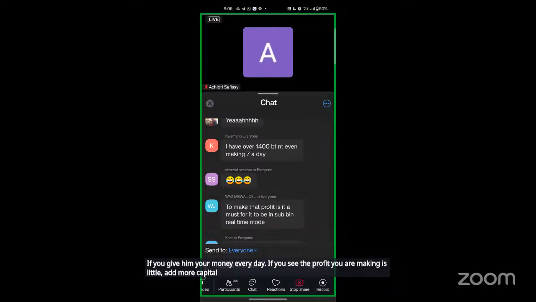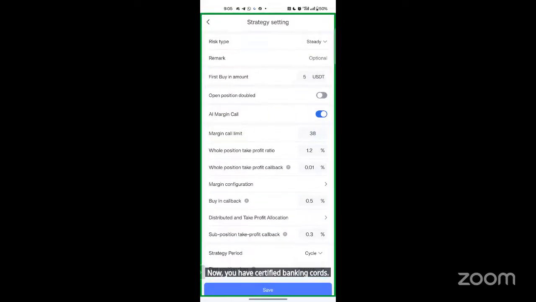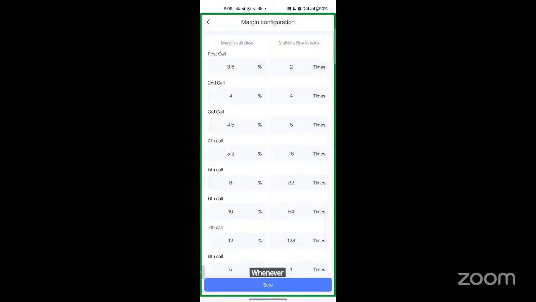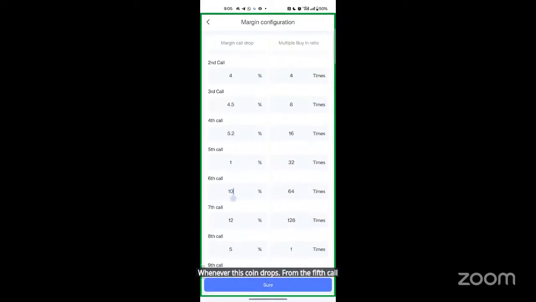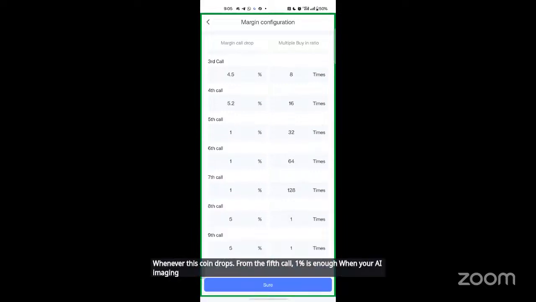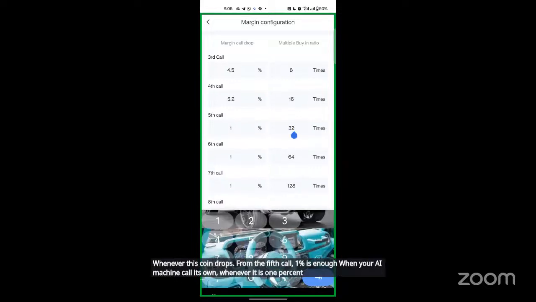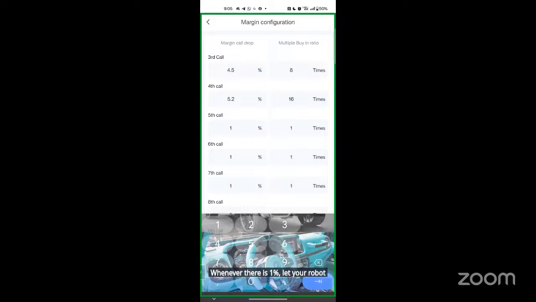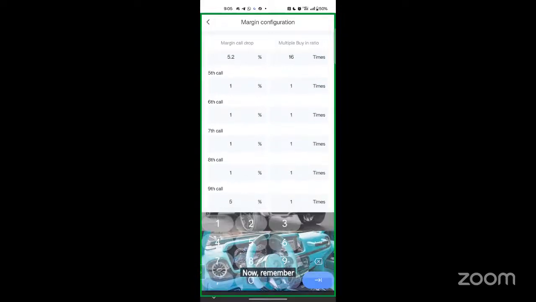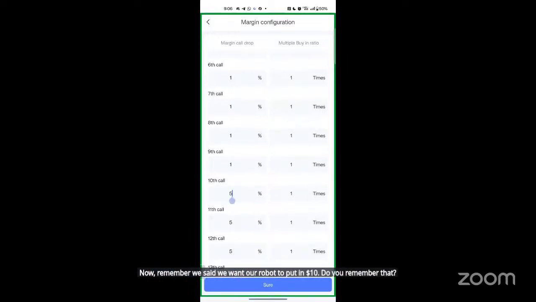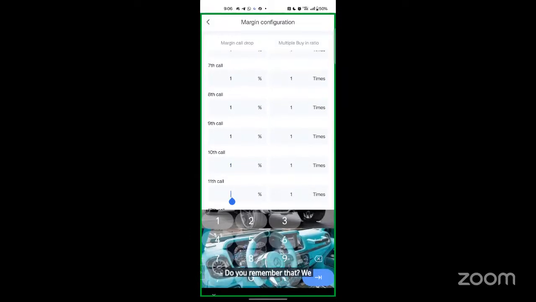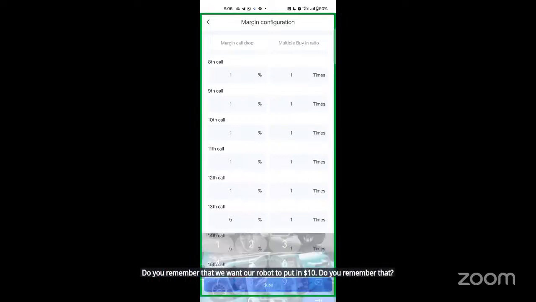Am I speaking to somebody? Now, you have 35 margin calls. Whenever this coin drops, from the fifth call, 1% is enough. When your AI margin call is on, whenever there is 1%, let your robot put in one time. Now, remember, we said we want our robot to put in $10. Do you remember that?